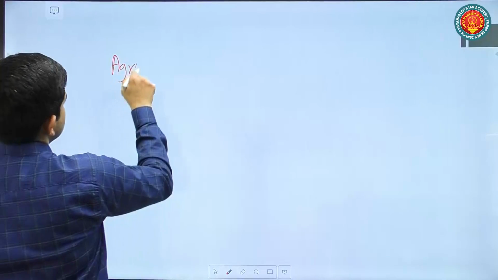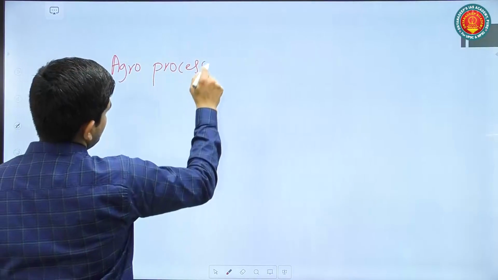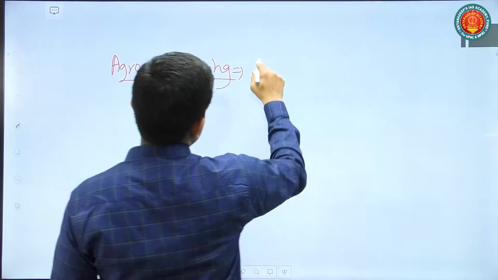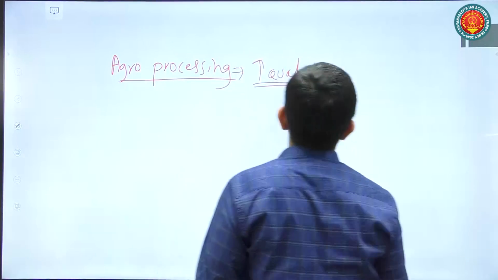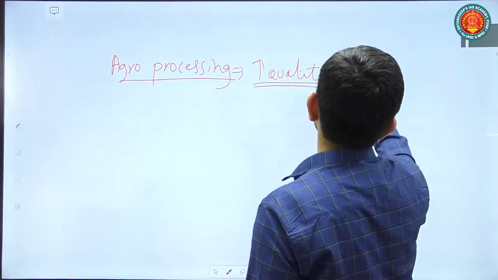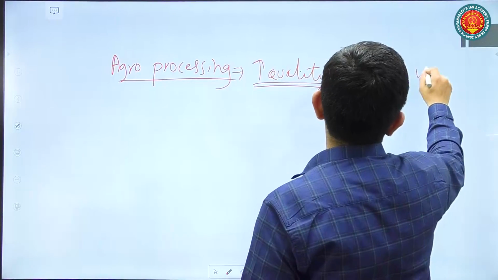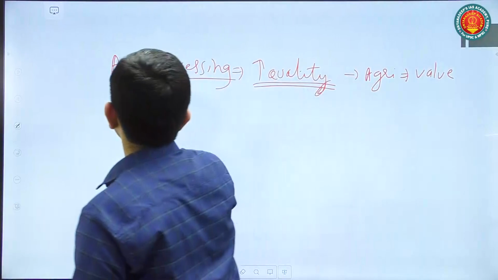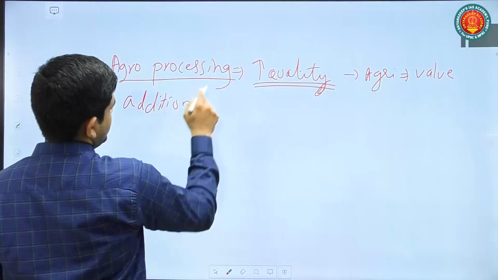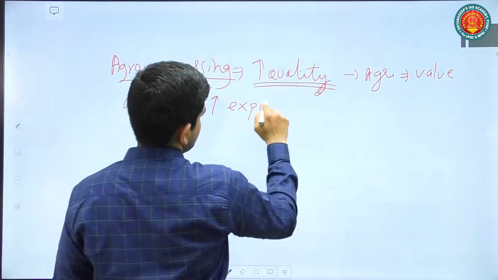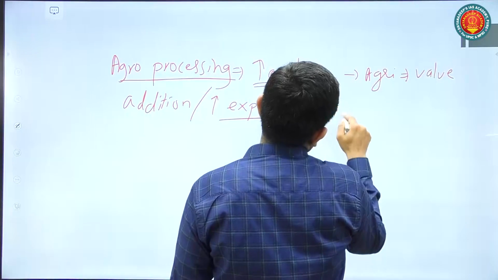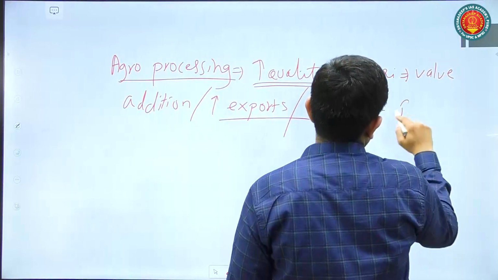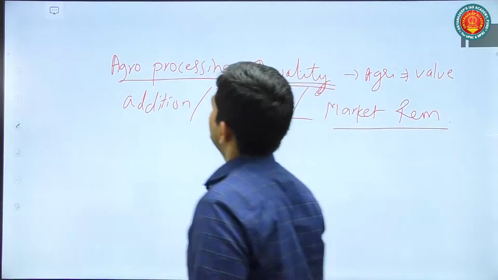Then you can also talk about cooperatives in agro processing industries. It can increase the quality of agricultural produce through value addition. Through value addition, it can again increase the exports. Okay, so these are the additional benefits, and also it can increase the market remuneration. So these are the benefits of cooperatives.